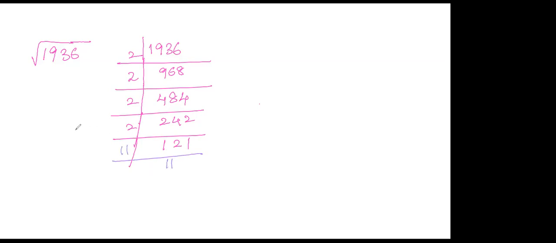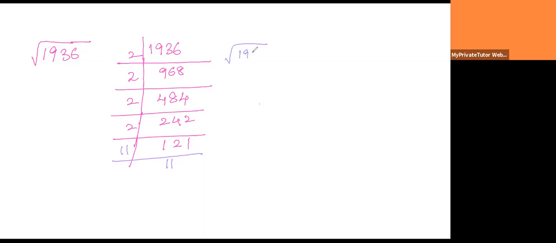Yes, sir. Yeah. So how can we write this square root of 1936? Or else if you want to, just directly take. See, out of these two twos, you are going to take 1. Out of these two twos, you're going to take 1. And out of these two 11s, you're going to take one 11. And then you are going to multiply these numbers.